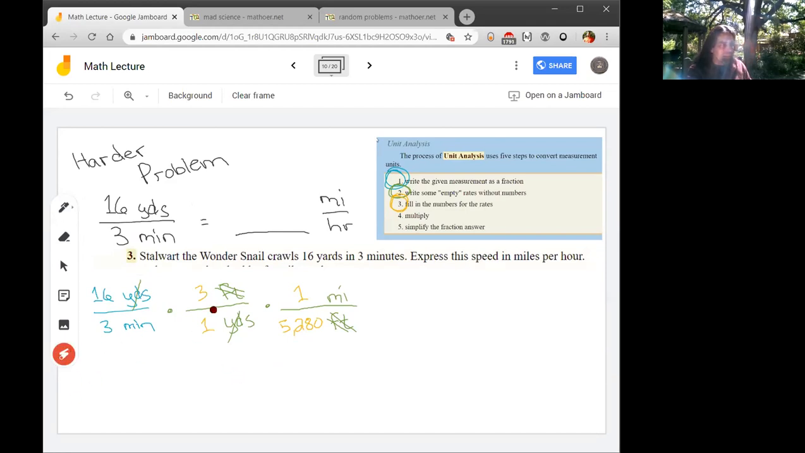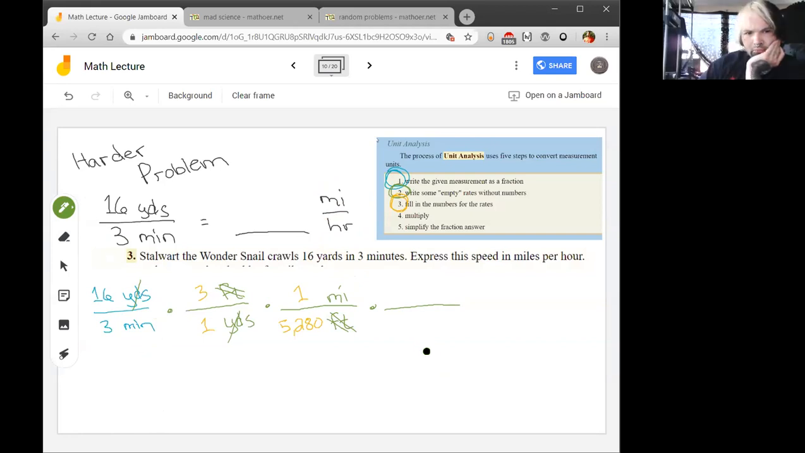Okay, I'm not done. I got miles on top like I wanted. Yay! But on the bottom, I want hours and I still have minutes. So I need another fraction. Where am I going to put my hours? Where am I going to put my minutes? Minutes on the bottom? Minutes on the bottom.